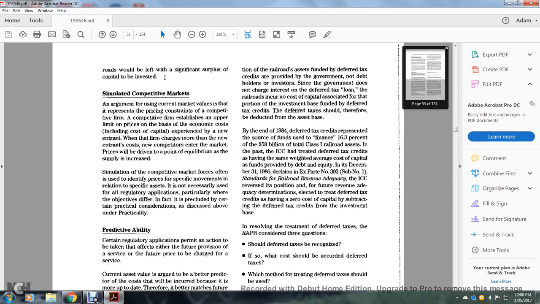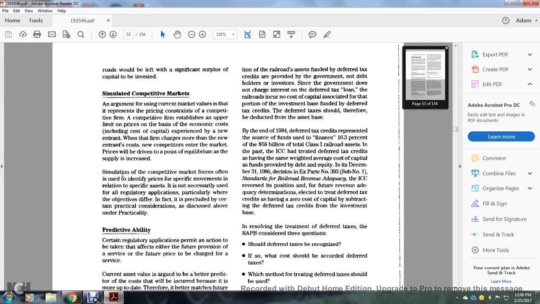All right, simulated and competitive markets. An argument for using the current market value is to represent the price constraint of the competitive firm, which establishes the upper limit of the price based on the economic cost, including cost of capital and experience with the new entrant. If a new firm charges more than the new entrant cost, then new competitors enter the market. The price will be driven to a point of equilibrium as the supply is increased.